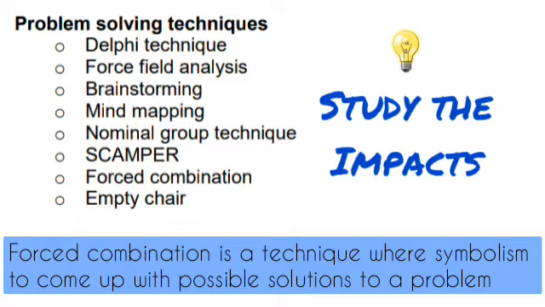And then we look at forced combination. Forced combination is a technique that uses symbolism to come up with possible solutions to a problem. The way forced combination works is, for example, they give you a piece of paper that has a bus on it, and then they're saying using the item that you're seeing there, come up with a creative solution that relates to the picture that you are seeing. Somebody has a flower, you have a bus, another person has a clock. All of you are going to come up with different solutions based on what you are seeing there.